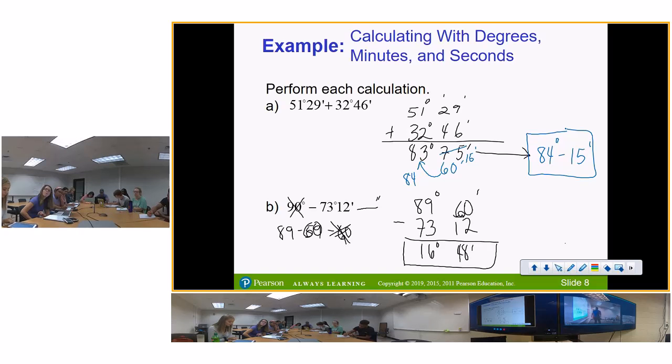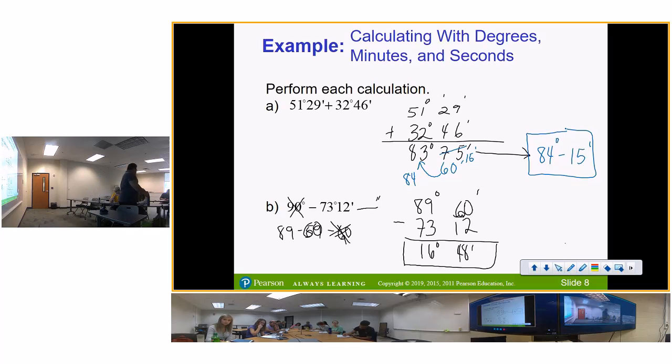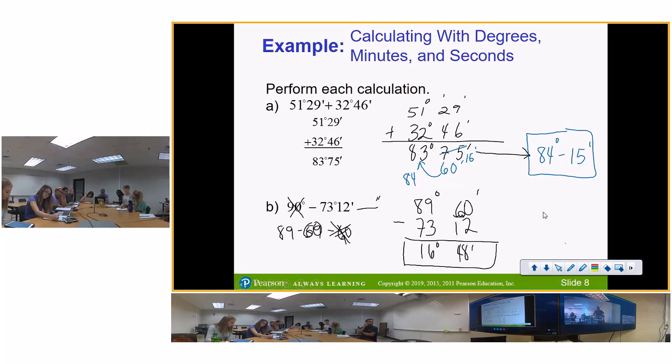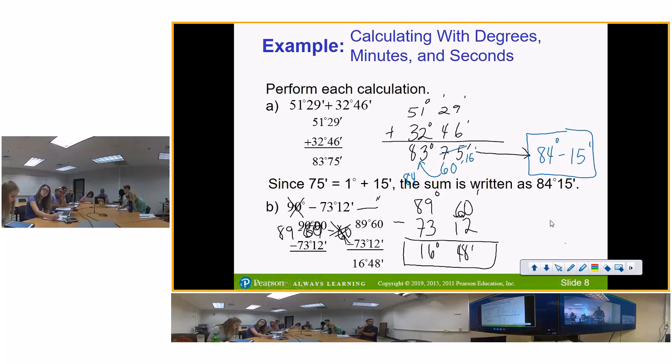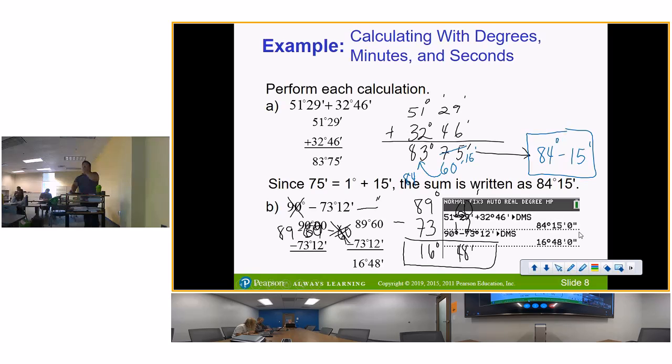Those are 2 test questions that you might see on the test, so make sure you know how to subtract or add degrees, minutes, and seconds. And I think that's where we left off. Questions on those? And of course, on your calculator, we'll get to that in just a minute.